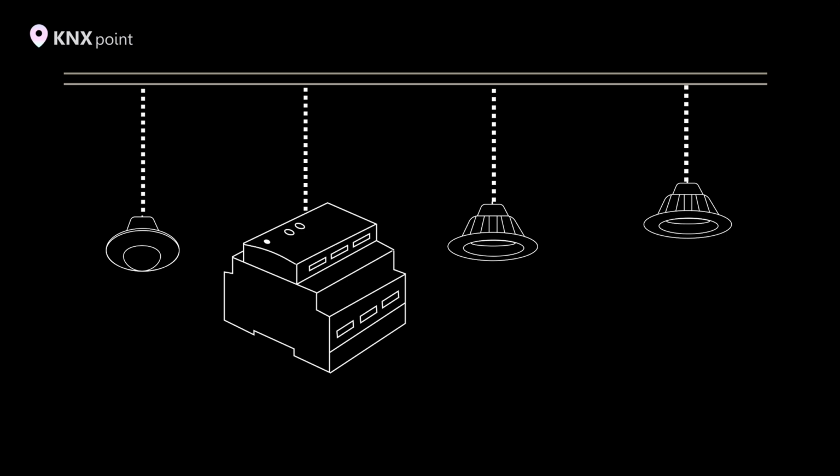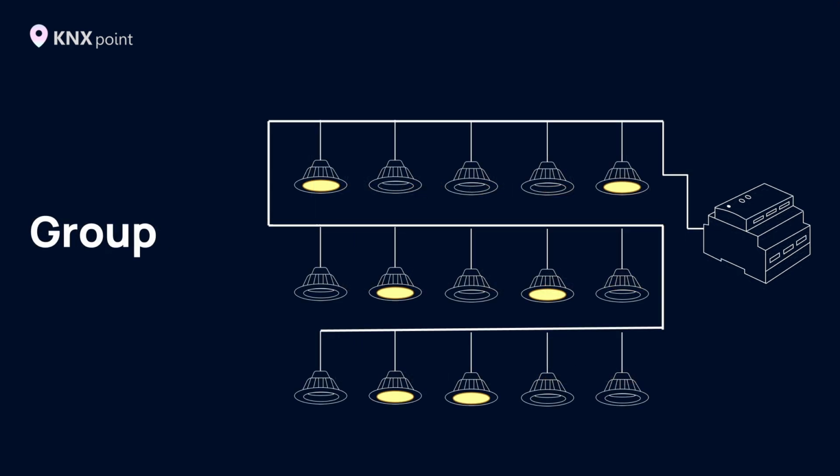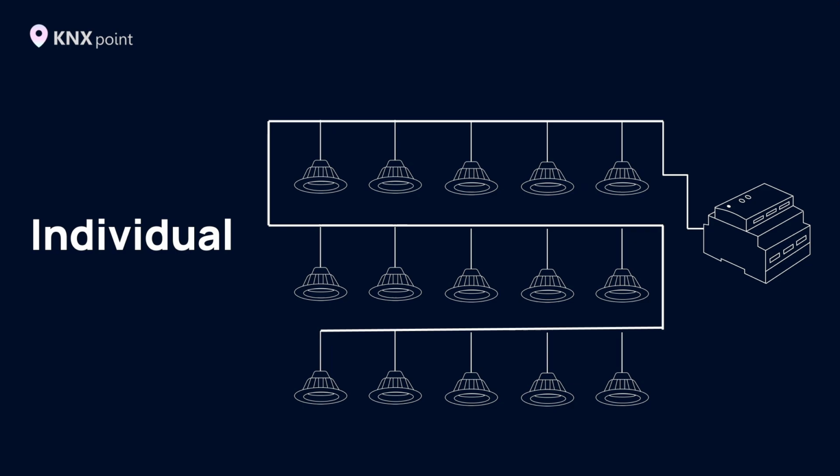Types of control commands: Broadcast, executed by all devices connected to the bus, so the entire bus behaves as one device. Group, executed by all devices assigned to that group, so the entire group behaves as one device. Individual, executed by only one specific device whose address is specified in the command.